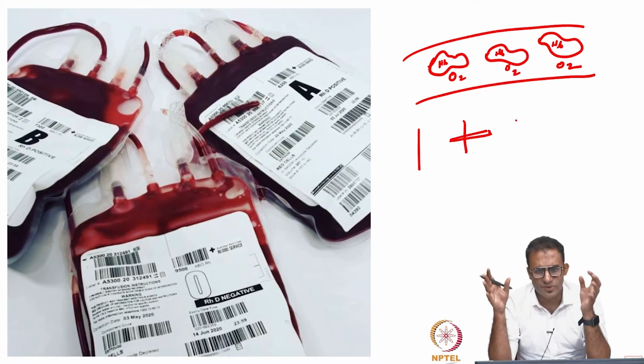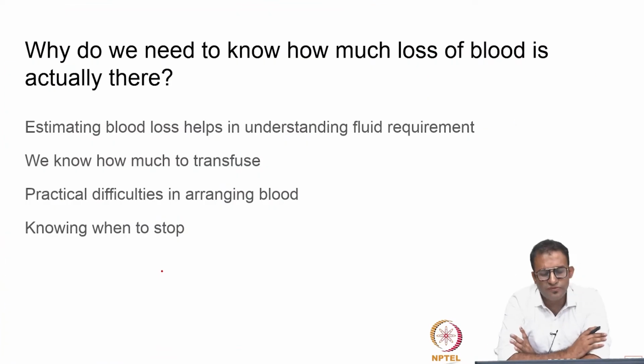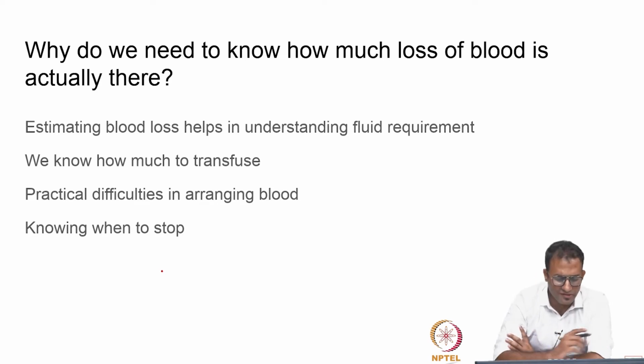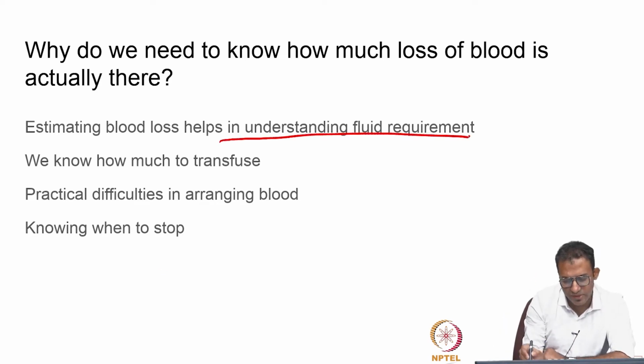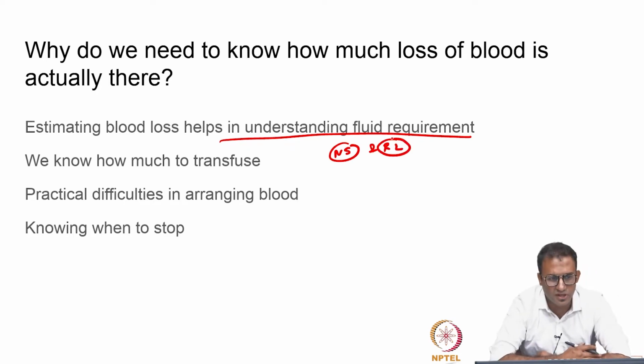There are many ways to arrest blood loss. So before that, we will have to evaluate how much blood loss has actually happened. Estimating blood loss helps us in understanding the fluid requirements. The fluids can be of various types. We call them normal saline or ringer lactate. These are all technical stuff. All of them have their own certain uses, what kind of fluid to use in what situation.